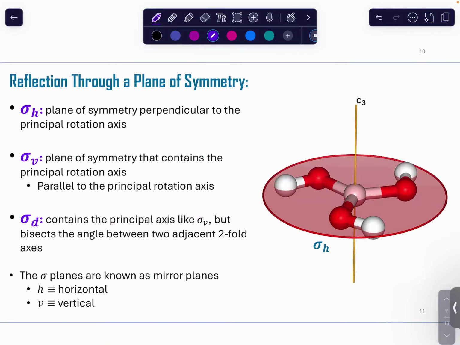All right, symmetry planes. Your sigma h is a plane of symmetry perpendicular to the principal rotation axis. So we're back to this molecule where you see the C3 principal axis. Do you notice how the sigma h is perpendicular to that axis? Your sigma v planes will contain the principal axis, or you can think of them as parallel. Imagine a plane going around the other way, with the C3 actually inside of it. Those are going to be sigma v.